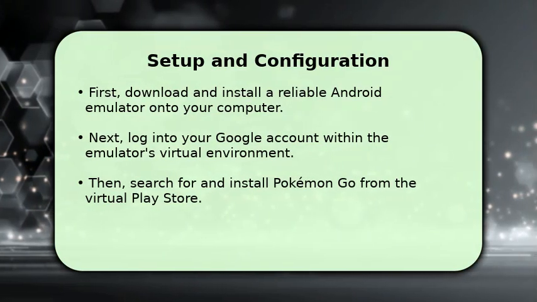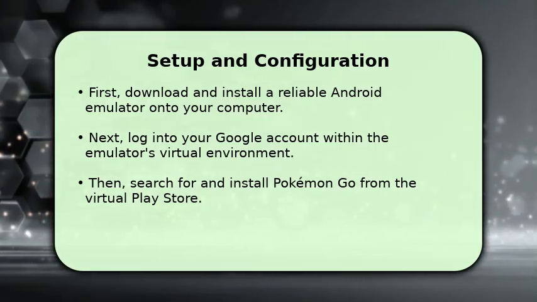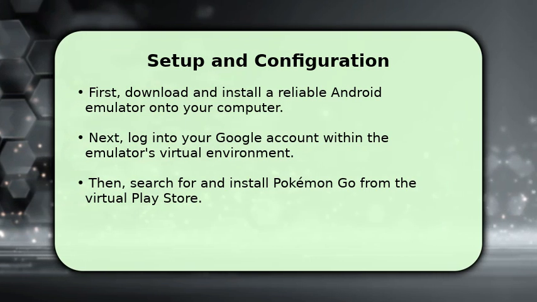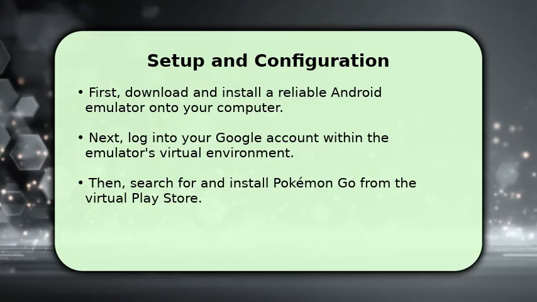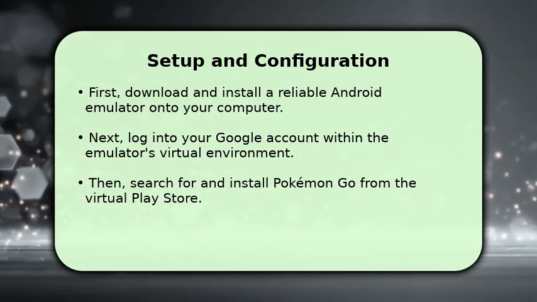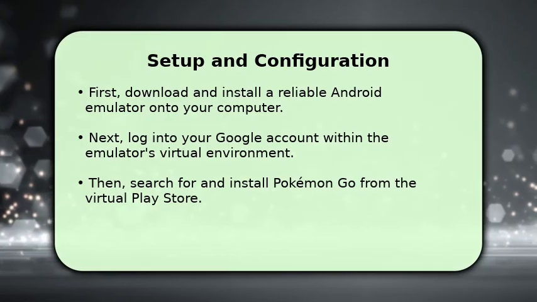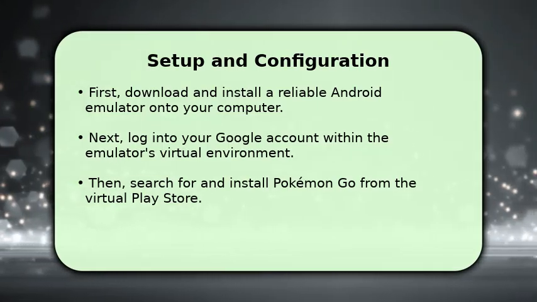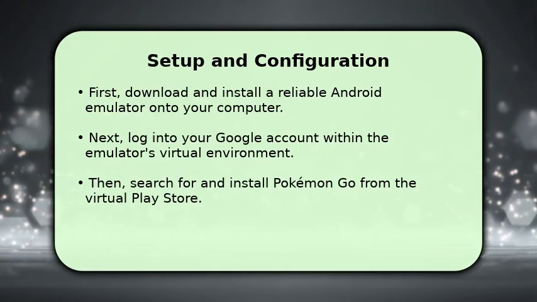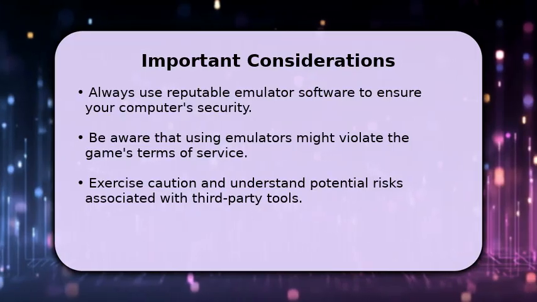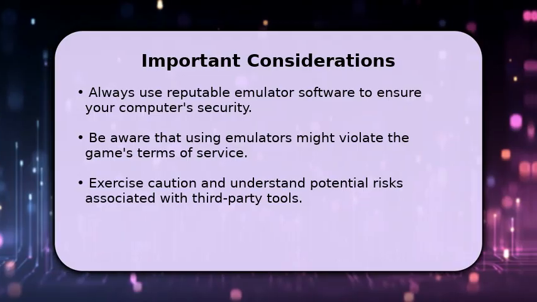Setting up is straightforward. Begin by downloading and installing an Android emulator on your computer. Once installed, launch the emulator and sign in with your Google account, just like setting up a new phone. From there, navigate to the virtual Play Store, search for Pokémon Go, and install it. Remember to adjust the location settings within the emulator to simulate movement and customize your keyboard controls for a smooth experience.